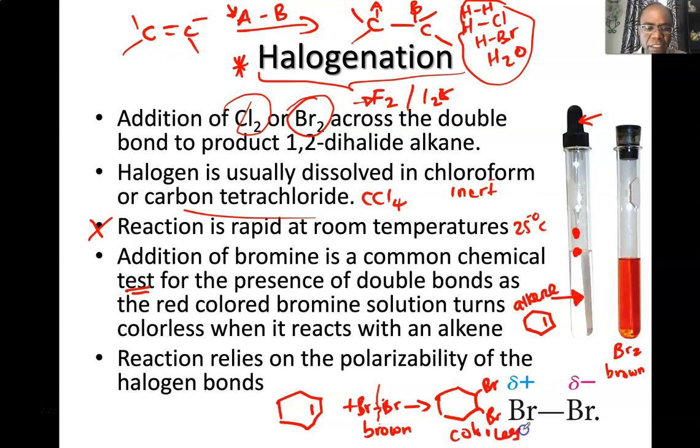So that's how you know that you had an alkene in the first place, because as soon as the brown bromine drops in there, it's broken apart, and that's why it decolorizes. And this only happens whenever you have alkenes and even alkynes. So it's a test for unsaturation. Whenever you have alkenes and alkynes, the same process happens, the bromine will be broken apart. So the liquid bromine is a chemical that can be used to test for the presence of double bonds, as the brown-red colored bromine solution turns colorless when it reacts with the alkene.